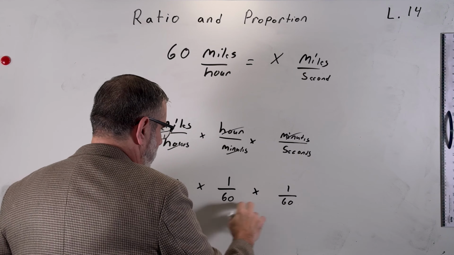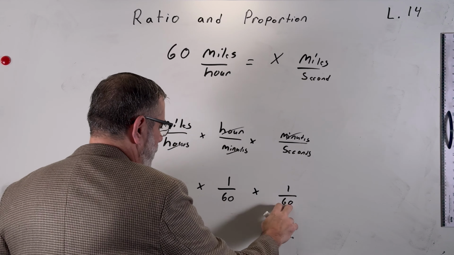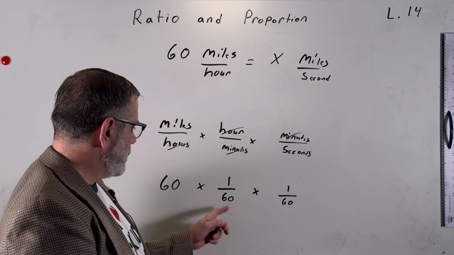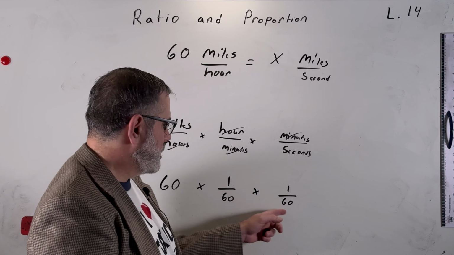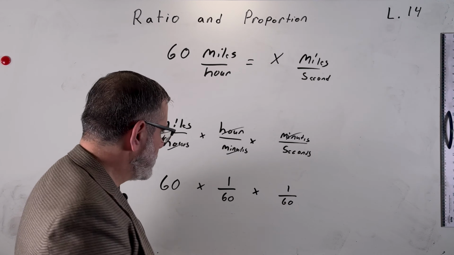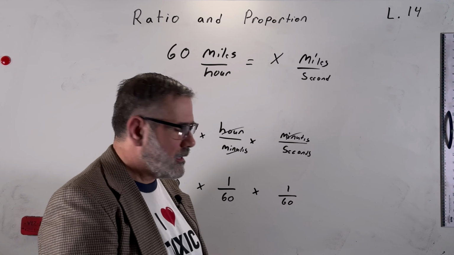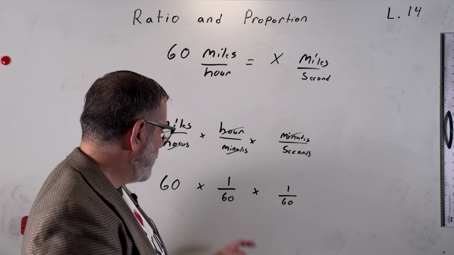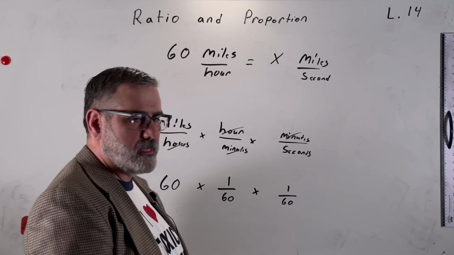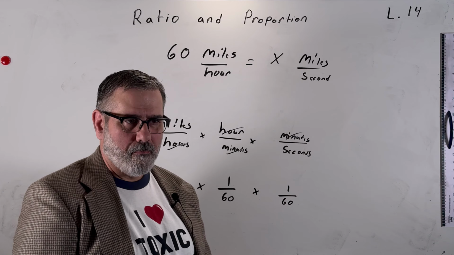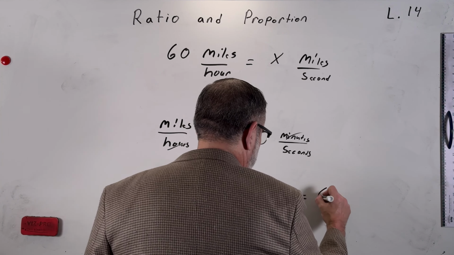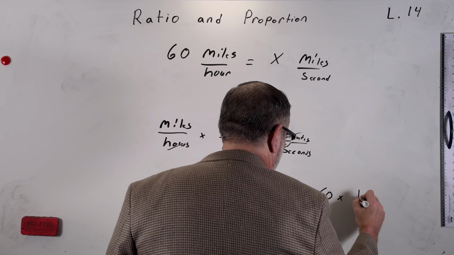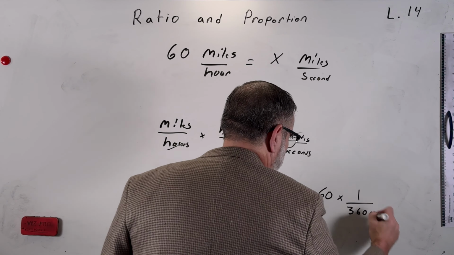So if I multiply these two fractions, the rule for multiplying fractions is you multiply the numerators, so we have 1 times 1, and you multiply the denominators, 60 times 60. Well, 6 times 6 is 36. So what do you expect 60 times 60 to be? Because here we've got another 10 by 10. What is 10 by 10? 100. What is 36 times 100? 3,600, right? So this is the same thing as 60 times 1 over 3,600.